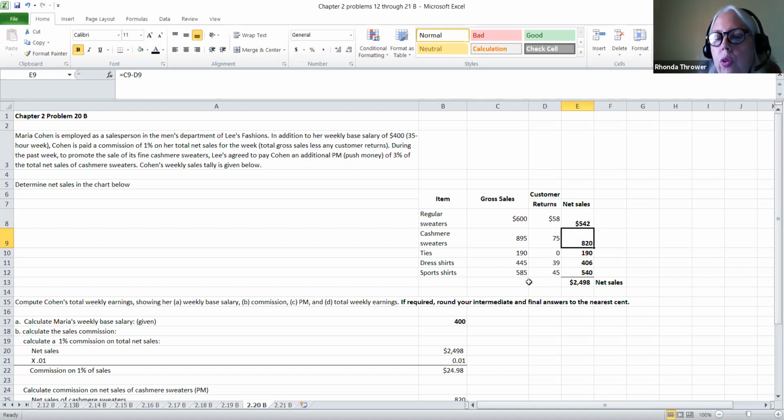For your sports shirts, the gross sales was $585. You had $45 in returns, so you subtract that from the $585, and that leaves you with $540 in net sales. When you combine all of the net sales together, the total amount of net sales for this person is $2,498.